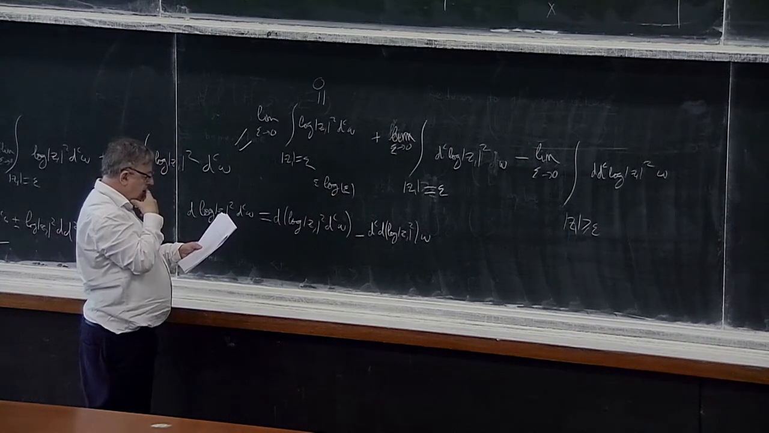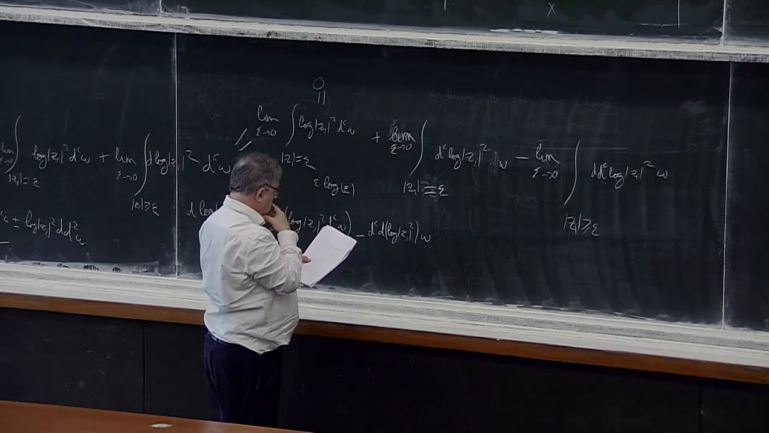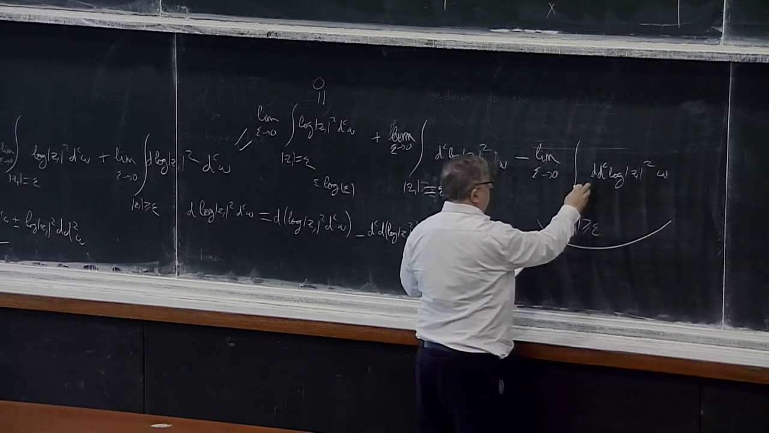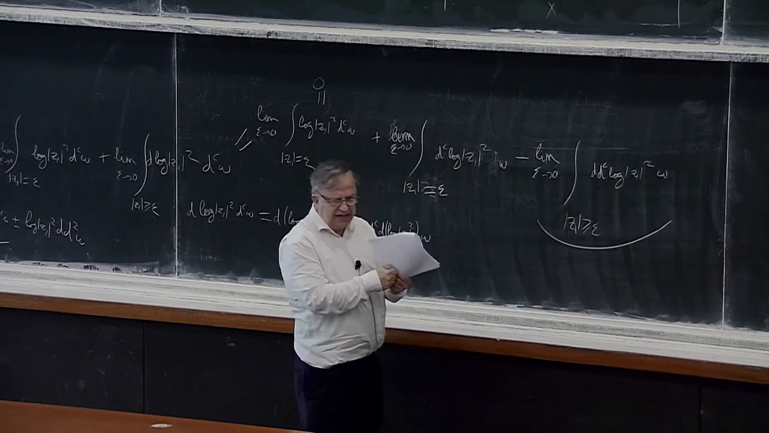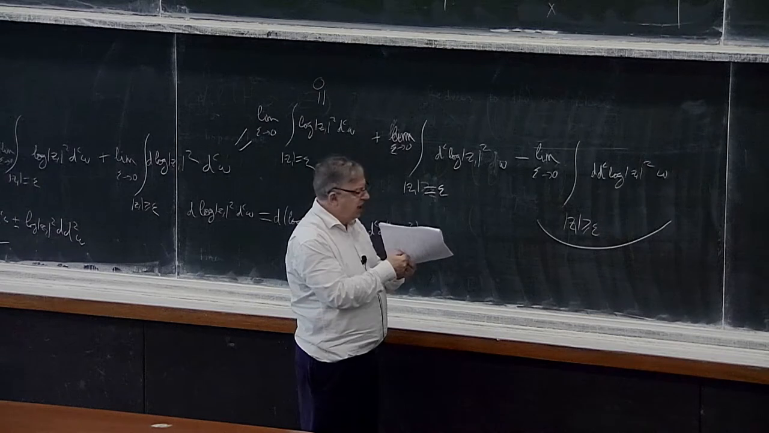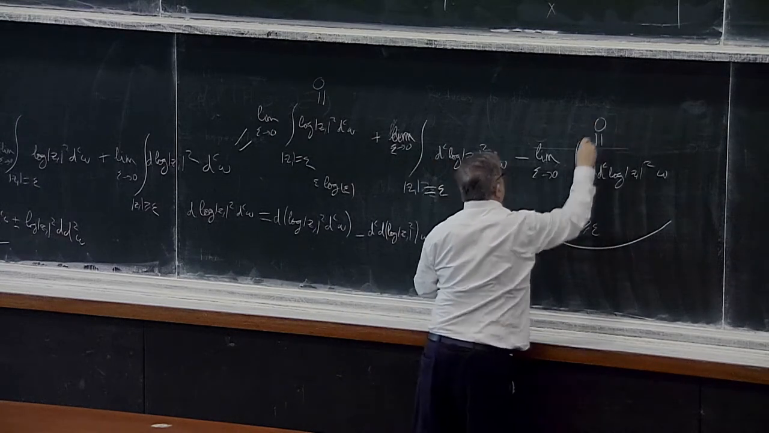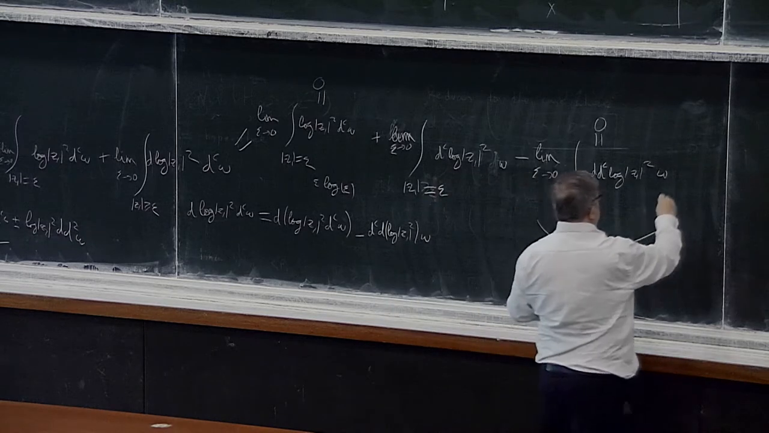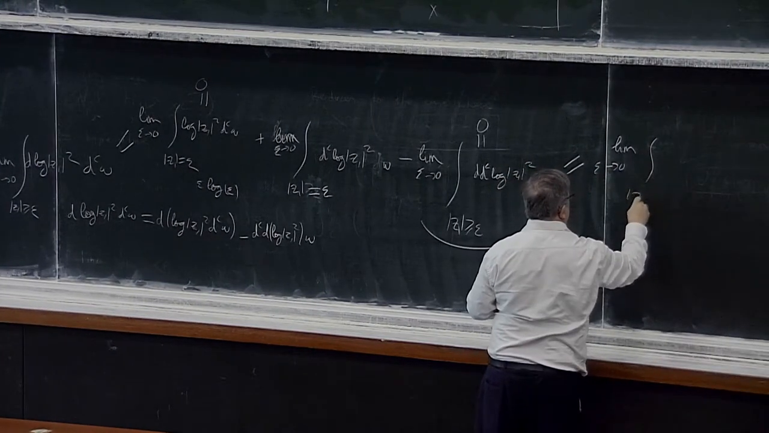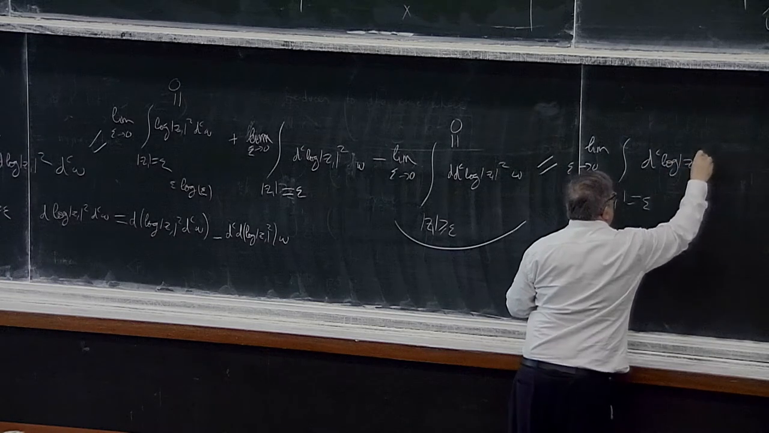Next, the limit as epsilon goes to zero here, while containing ddc log z1 squared. And we know that ddc log of the norm of a function is zero. You remember when we defined the first Chern form, we had to check that ddc log of the norm of a holomorphic function is zero. This is zero, and we are left with the middle term, the limit as epsilon goes to zero of the integral on z1 equals epsilon of dc log z1 squared times omega.